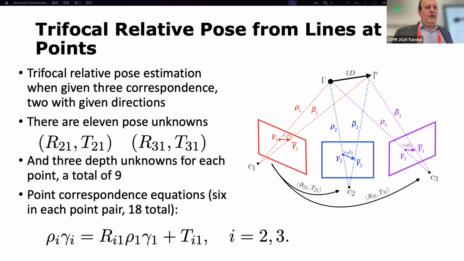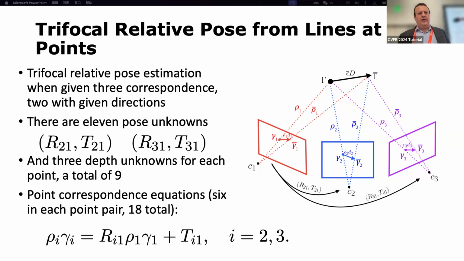But when you go to more complicated problems, let's say trifocal relative pose estimation, and you either do it from point correspondences or points with lines at the points. And here, in this particular case, we have points that have some kind of a line through them, so some kind of tangent direction is available to us.